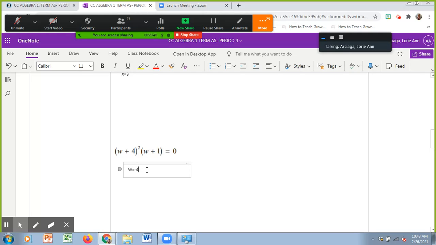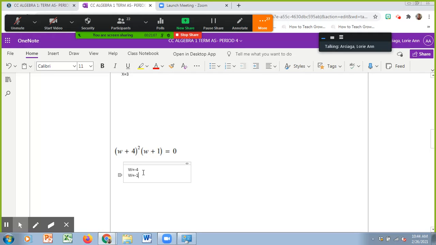So W equals negative 4. That's good. What about the other one? What's the opposite right here? So Oscar, if you can follow along in terms of just finding the opposite, that's one big step for you today. Very good. So get the opposite of +1, because imagine you're moving it to the other side. So W is equal to -1.